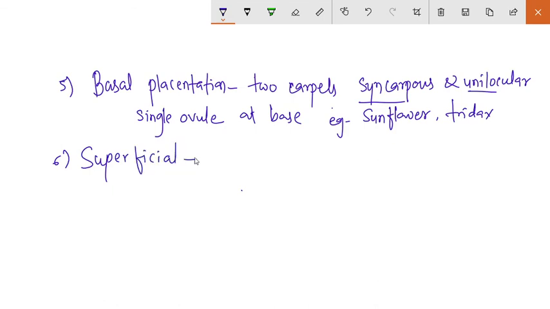Superficial. The superficial means what? The superficial means here the polycarpellary, syncarpous and the multilocular condition.